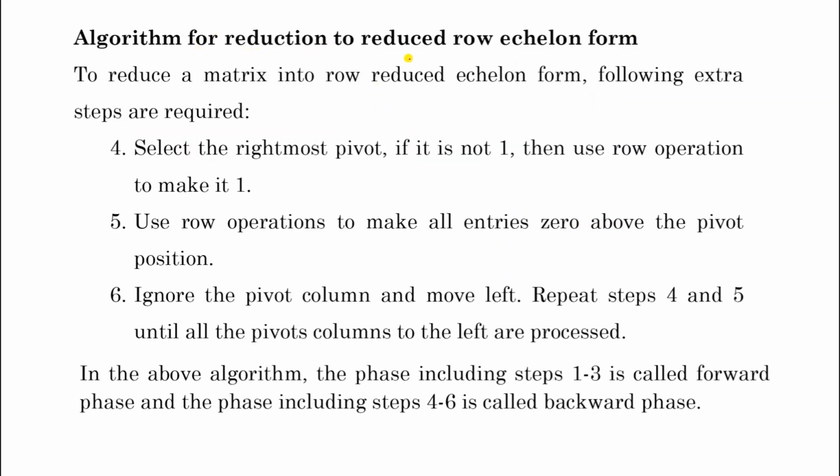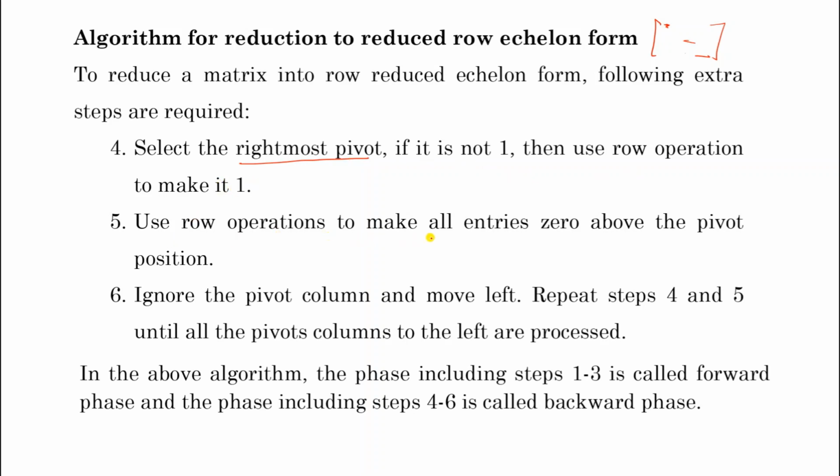Algorithm for reduction to reduced row echelon form. To reduce a matrix into row reduced echelon form, the following extra steps are required. So the first 3 conditions are there and you have to apply these additional steps. Now select the rightmost pivot. If it is not 1, then use row operations to make it 1. Rightmost means, if you go to the previous one, we started with the leftmost position. So here we will start with the rightmost. Rightmost means somewhere, it may be here or another place. So you have to select the rightmost pivot. If it is not 1, then use row operations to make it 1.